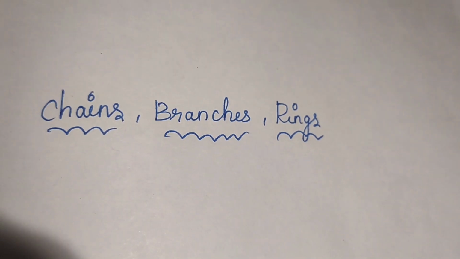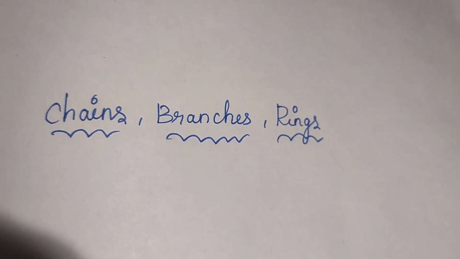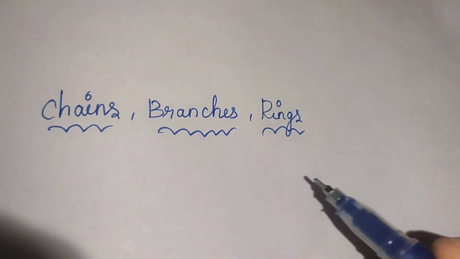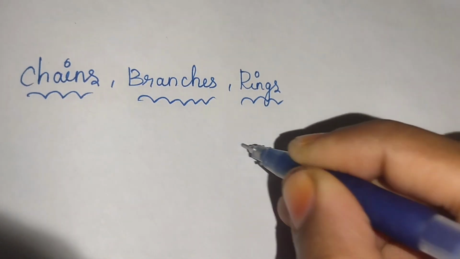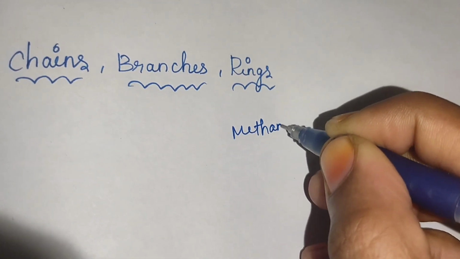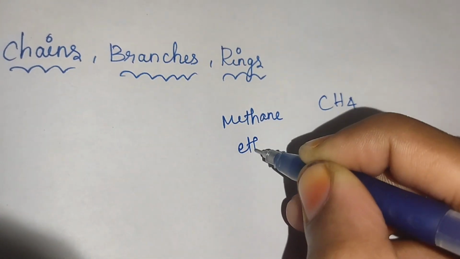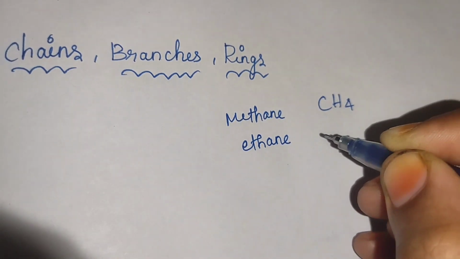Hi guys, today's topic is chains, branches and rings. So, in carbon compounds, these types of bonds will be there. For example, methane. What is the formula for methane? CH4. Next, ethane. Ethane means how many carbons will be there?